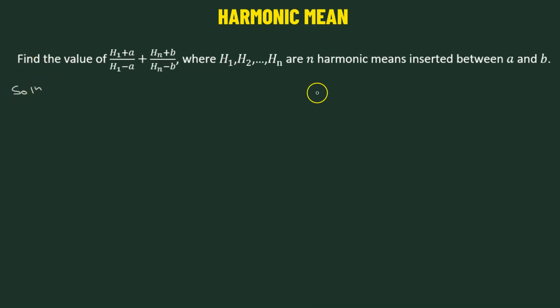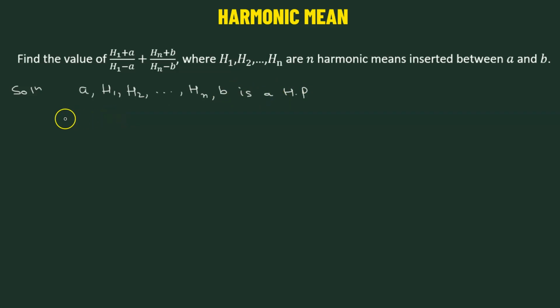Now since n harmonic means are inserted between a and b, this means that if we consider the first term to be a, followed by the next term which is h1, then we have h2 going all the way up to the nth term, and then we have one final term which is b. Then this entire sequence is going to be a harmonic progression.